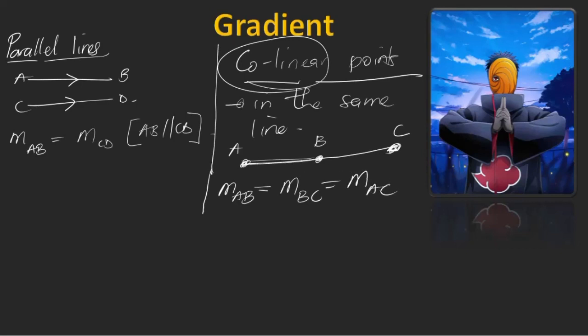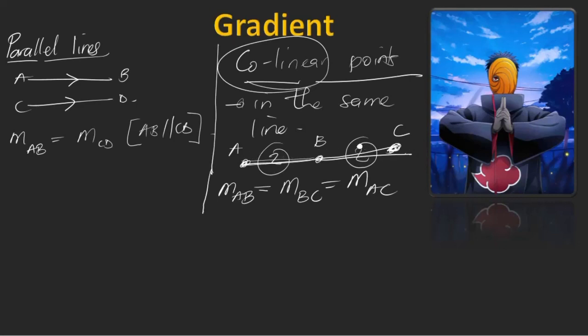The gradient of this short line is equal to the gradient of this short line, and that is equal to the gradient of the whole line. Does that make sense? So as long as we have points resting on the same line, whatever short distance line they form, its gradient is equal to the gradient of the bigger line. Hope that makes sense. So the gradient here, if it's 2, the gradient here will be 2, and the gradient of the whole line will also be 2, right?